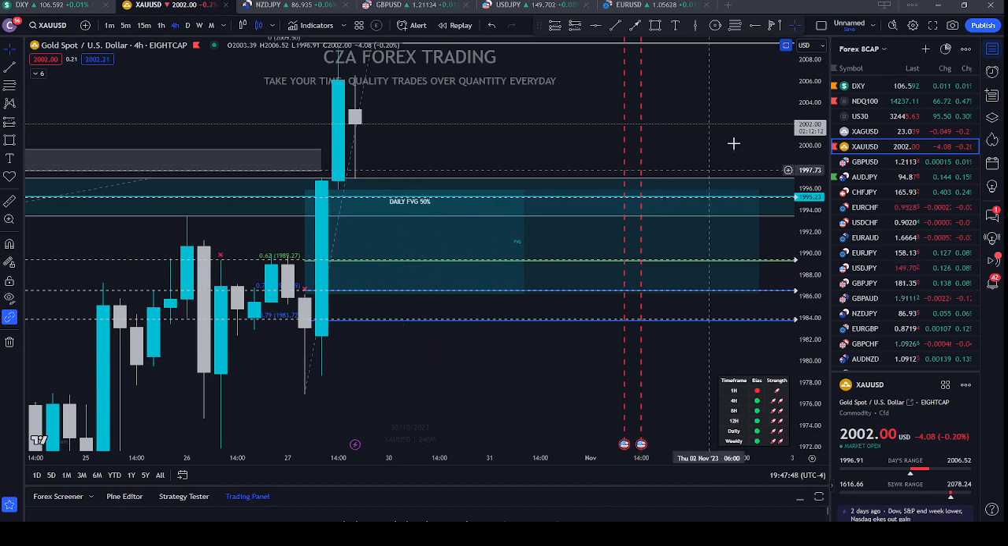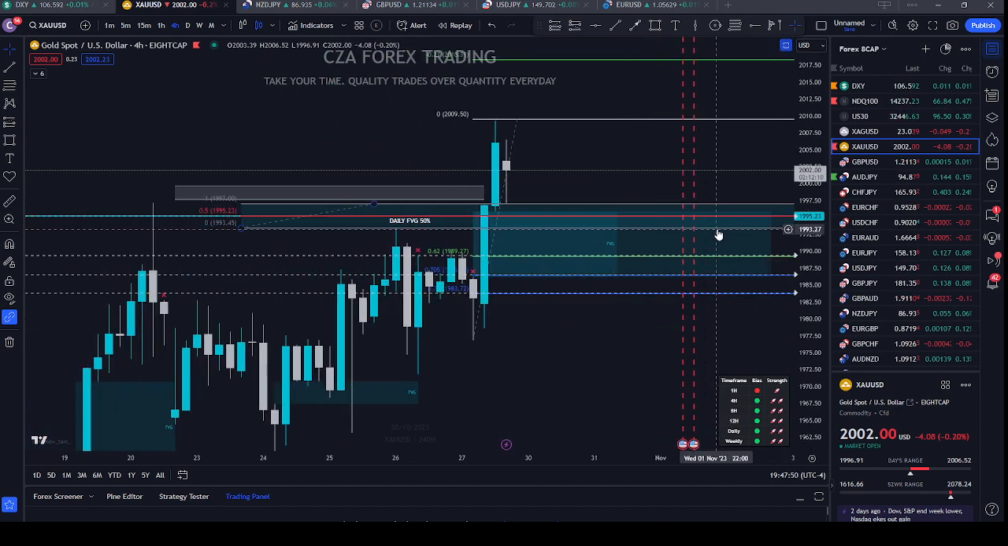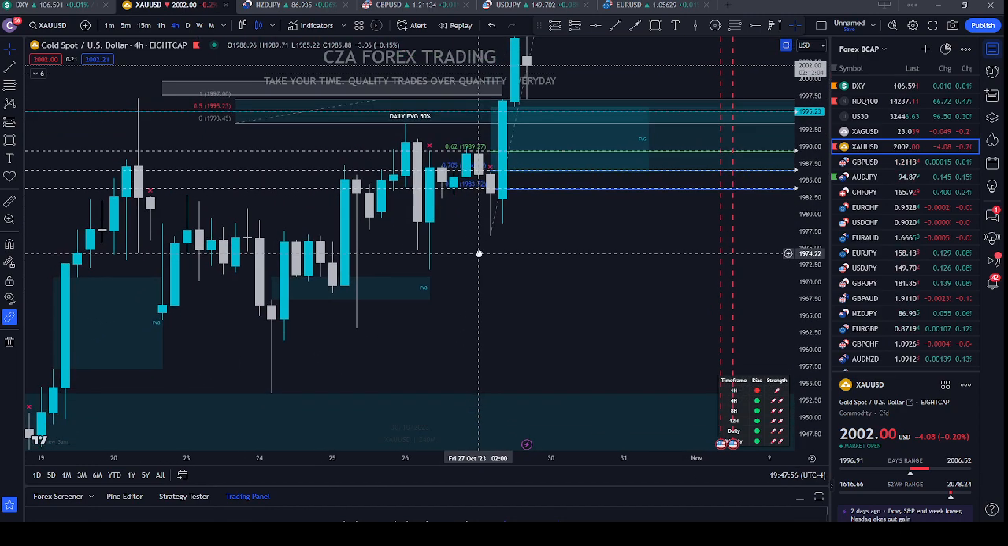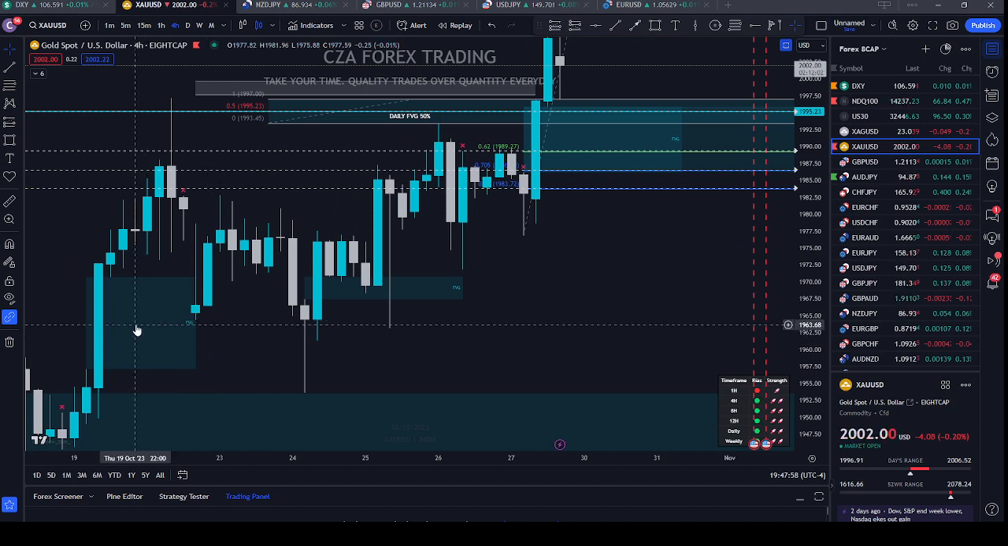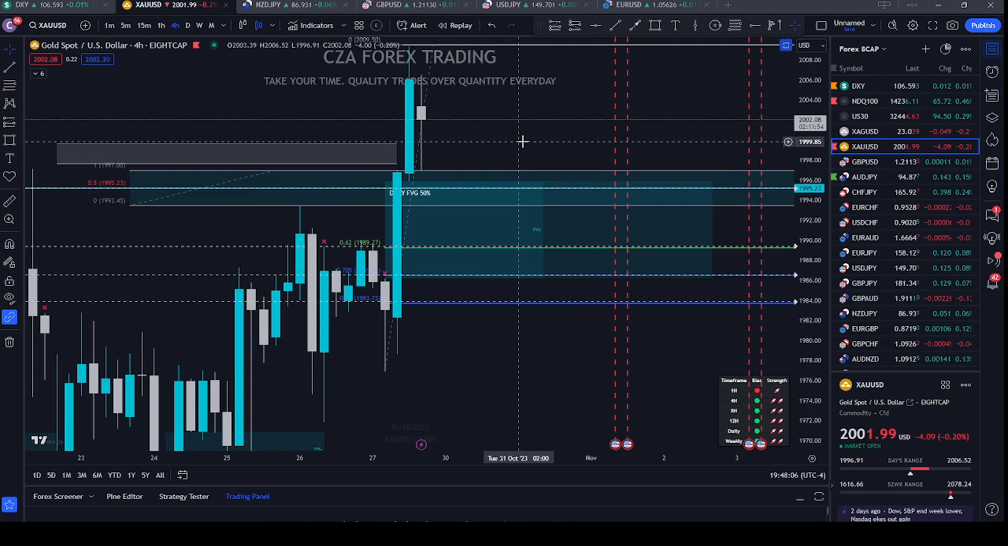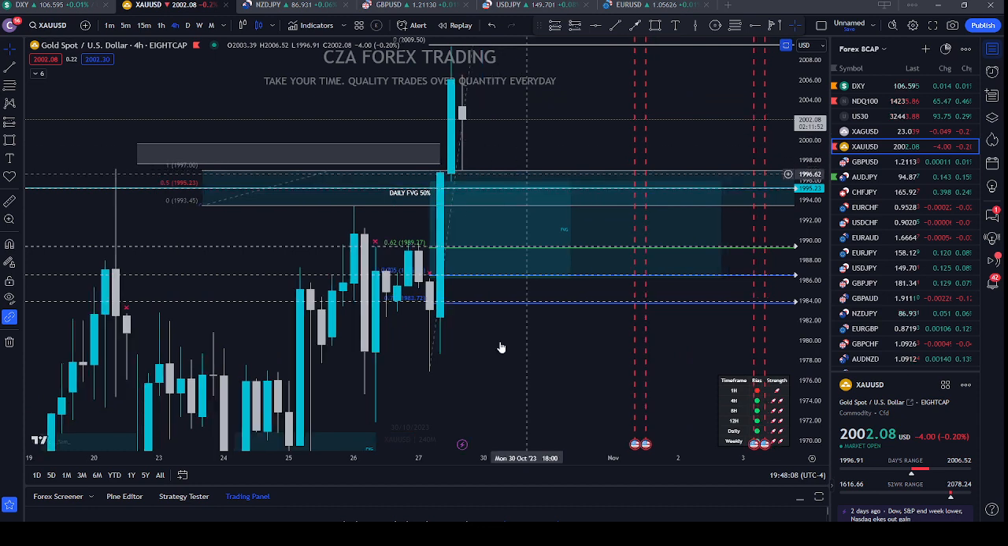If you feel like this is a very strong possibility for a continuation of the uptrend, look at this beautiful fair value gap being mitigated and running. This one as well, 50% mitigated and running. If you feel like this is strong enough, I would definitely set a limit order, but don't over leverage, don't over risk, if that's not something you're comfortable with and that's not part of your strategy.